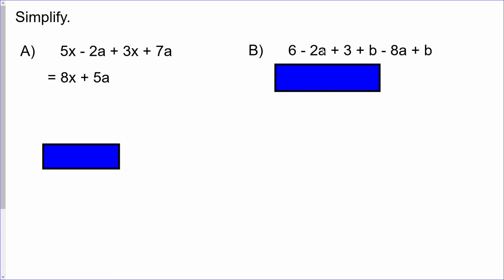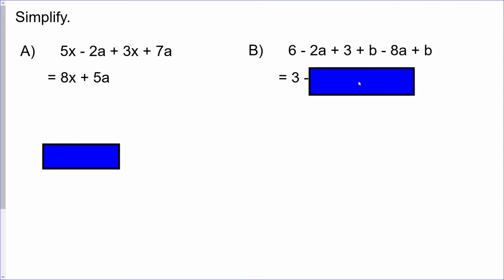Our last one here has things in a slightly different order and three different kinds of pairs of like terms. So our first one, 6 plus 3 means we have 3. Mr. Shirley, that is some shoddy math.